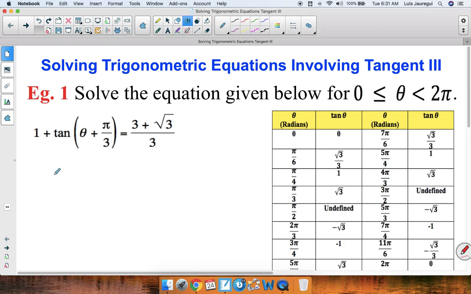Welcome! In this particular video, we'll be solving trigonometric equations involving tangent, part 3. Let's take a look at our first example. Example 1. Solve the equation given below for theta greater than or equal to 0 and less than 2 pi.